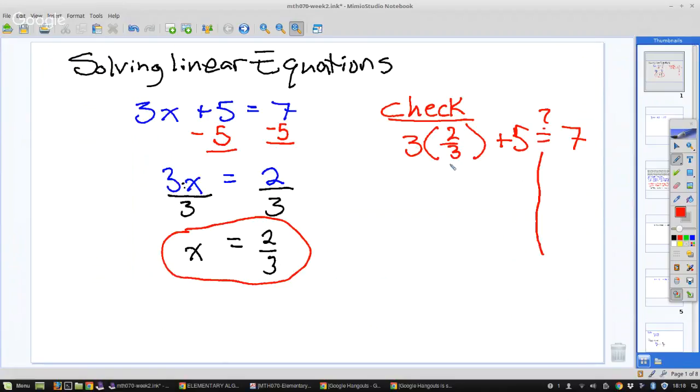So 3 times 2/3. So fraction 3 over 1 times 2 over 3. When you multiply fractions, you can cancel ahead of time. So 3 goes into 3 once each. So here I get 2 times 1 over 1 times 1, which is just 2. 2 plus 5 is 7, which is what is on the other side, and they match. So that means it does check out. I did find the right answer.